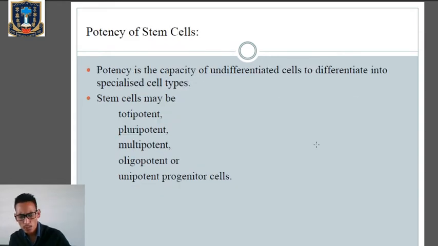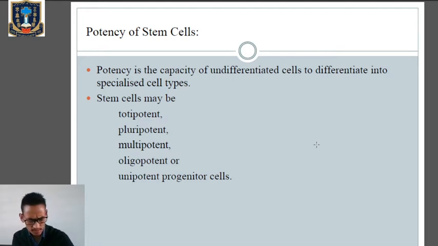Now let's talk about the potency of the stem cells. Potency is the capacity of undifferentiated cells to differentiate into specialized cell types, because we are saying that stem cells have the capability to differentiate into any type of specialized cells. So here the term potency means the capacity of those undifferentiated cells, which have not been differentiated till now into any cells or tissues, to differentiate into specialized cell types. That particular term is called potency.